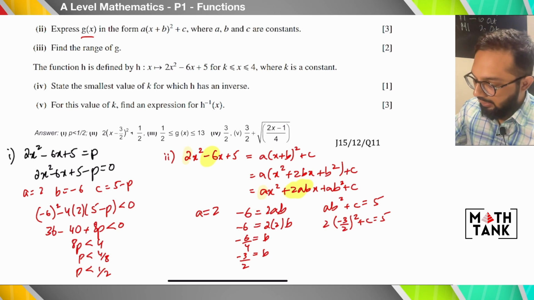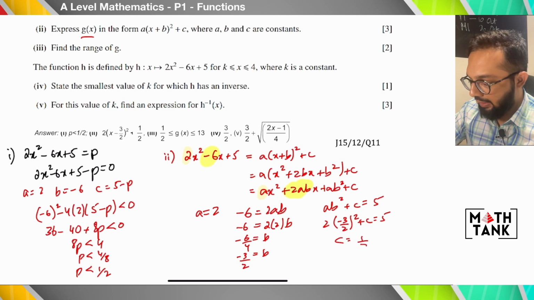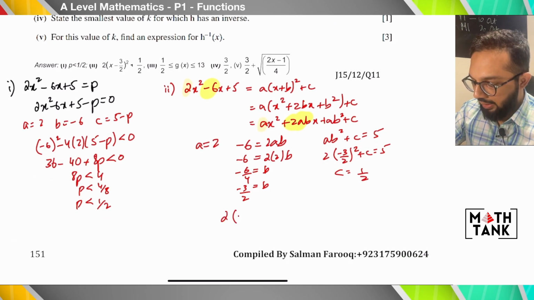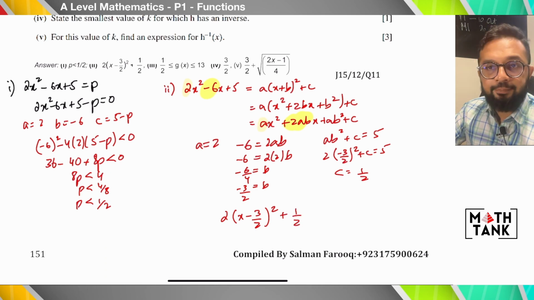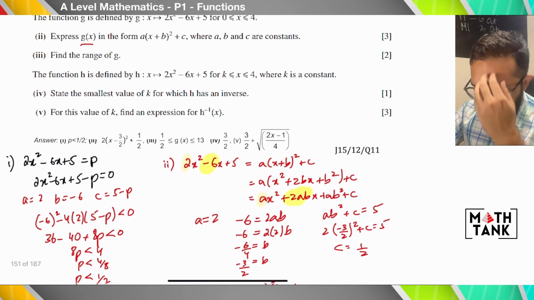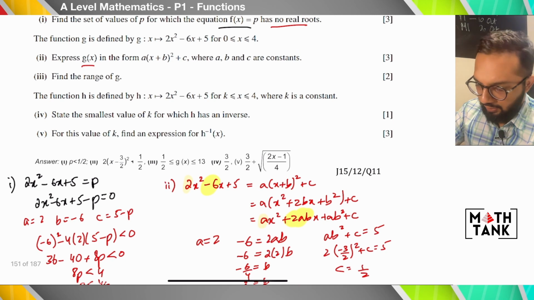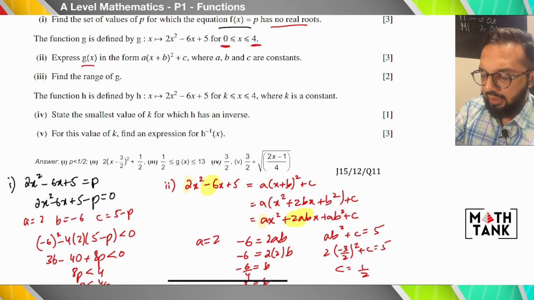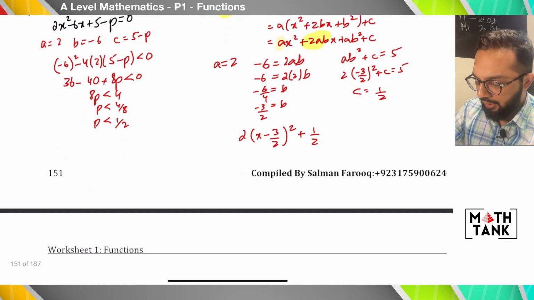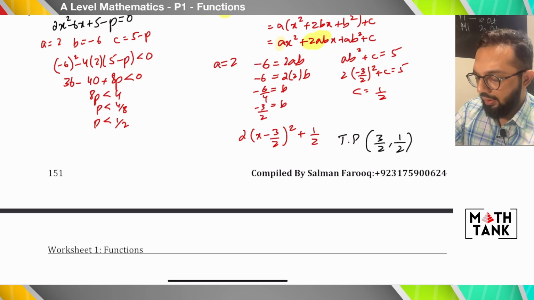Half. Okay, c is half. So I've expressed it in the form (2x minus 3 over 2) whole square plus half. Then it says find the range of g. The only way that I can find the range is by a sketch. I know it starts from 0, it ends at 4, and there's a turning point in the middle, and the turning point is at, if I were to use this form, 3 over 2 comma half.